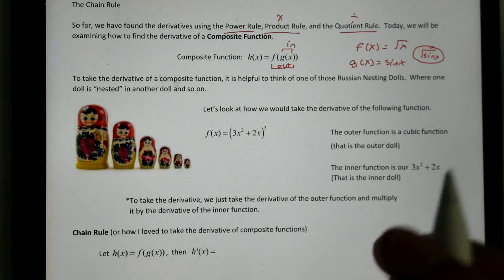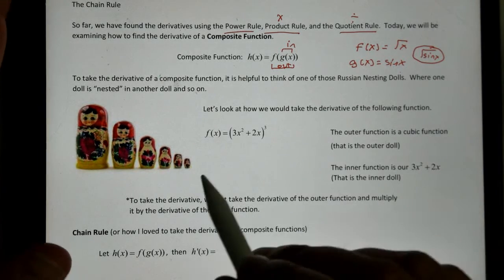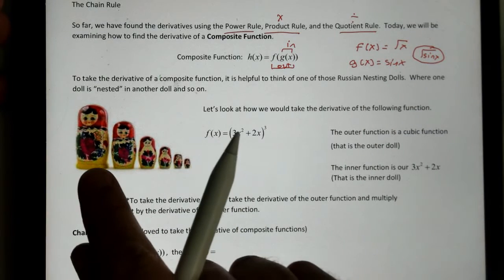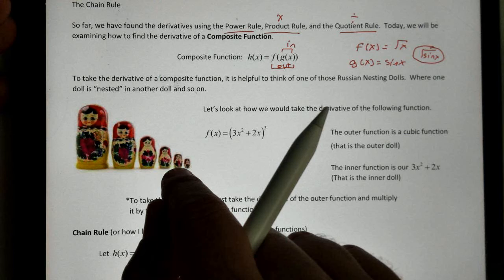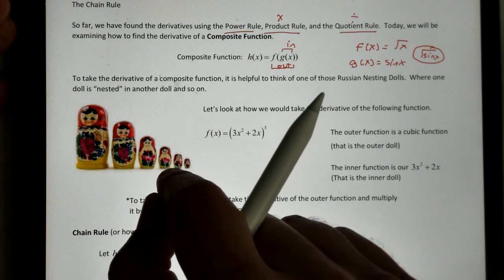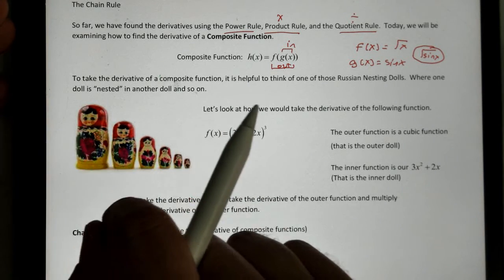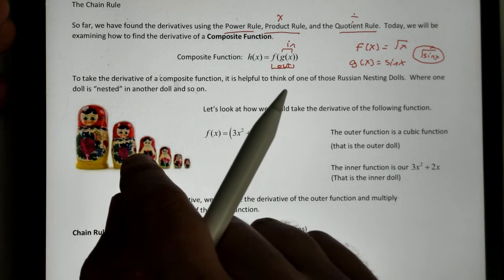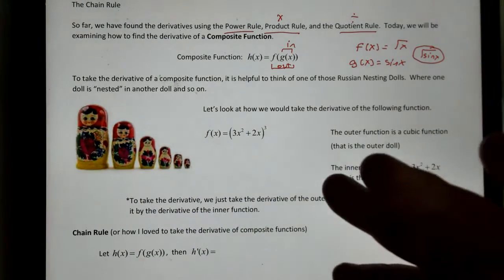Another way to think about a composite function is like one of those Russian nesting dolls. We have one doll stacked into another. Here I have an example. I can stack each one of these inside this big doll. This little one can be stacked in here, this one can be stacked in here, and so on and so forth. We can use this example to determine how to take the derivative of a composite function.